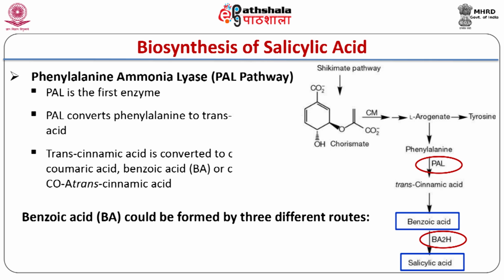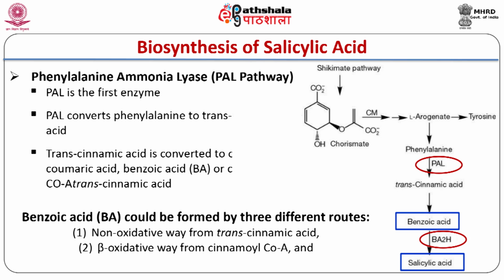Benzoic acid could be formed by three different routes. One, by non-oxidative pathway from trans-cinnamic acid. Two, by beta-oxidative pathway from cinnamoyl CoA, and by non-oxidative pathway from cinnamoyl CoA. Further, benzoic acid is converted to salicylic acid by an inducible benzoic acid 2-hydroxylase.